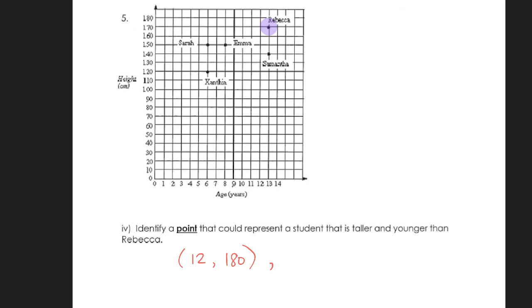Okay, we're back. Maybe you went totally unreasonable. Rather than being just younger, you went way younger, like maybe 2 years old. And if you have to be taller, maybe you went to the very top. You say, okay, I'm going to say 200 centimeters. A 2-year-old being 6'1", 6'2". That's crazy, but it would satisfy it. It would be a point that would represent a student that is taller and younger than Rebecca. Okay, let's try more.